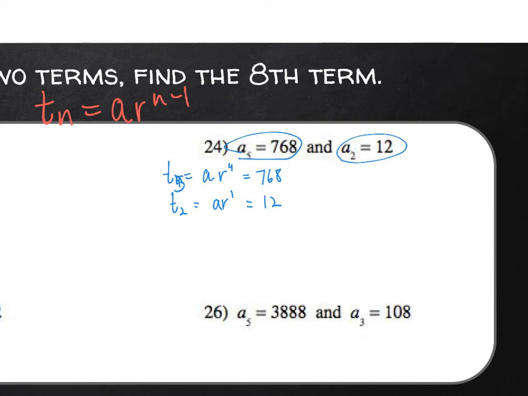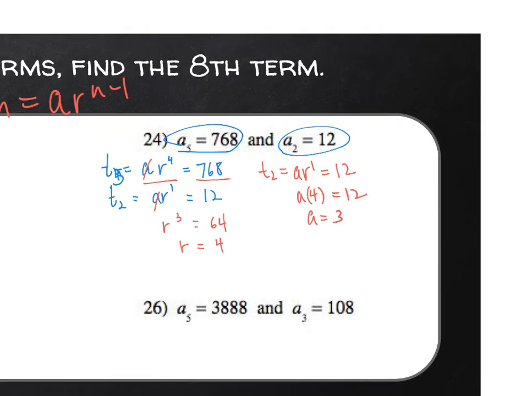Now I'm going to treat this like a division, and I'm going to actually divide these terms. So a r to the 4 divided by a r to the 1 gives me r to the 3 equals 64, which means if I take the cube root of 64, that gives me 4. So r equals 4. Now I need to find a. If I put in t2, again, if you recall, was a r to the 1, and it's equal to 12. And a, we don't know, but r is 4 now. We know that equals 12. So a times 4 is 12, so a must be 3.